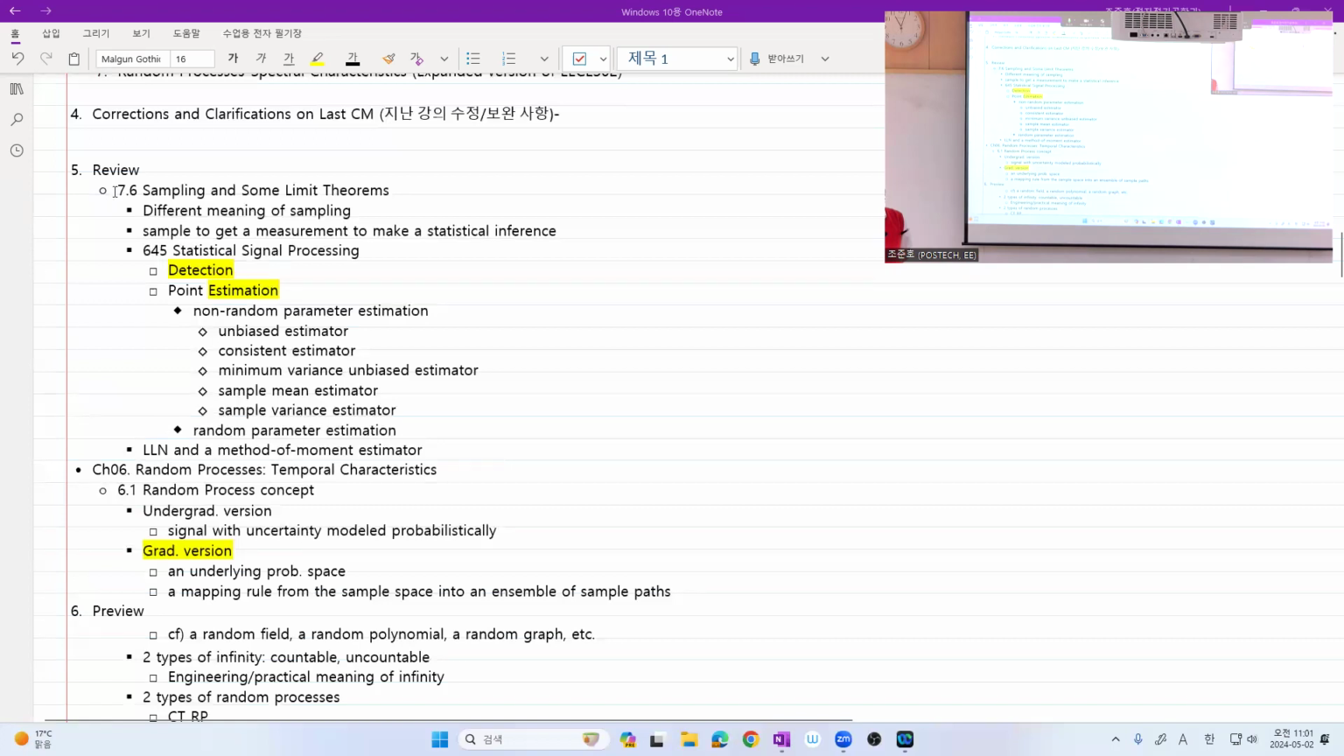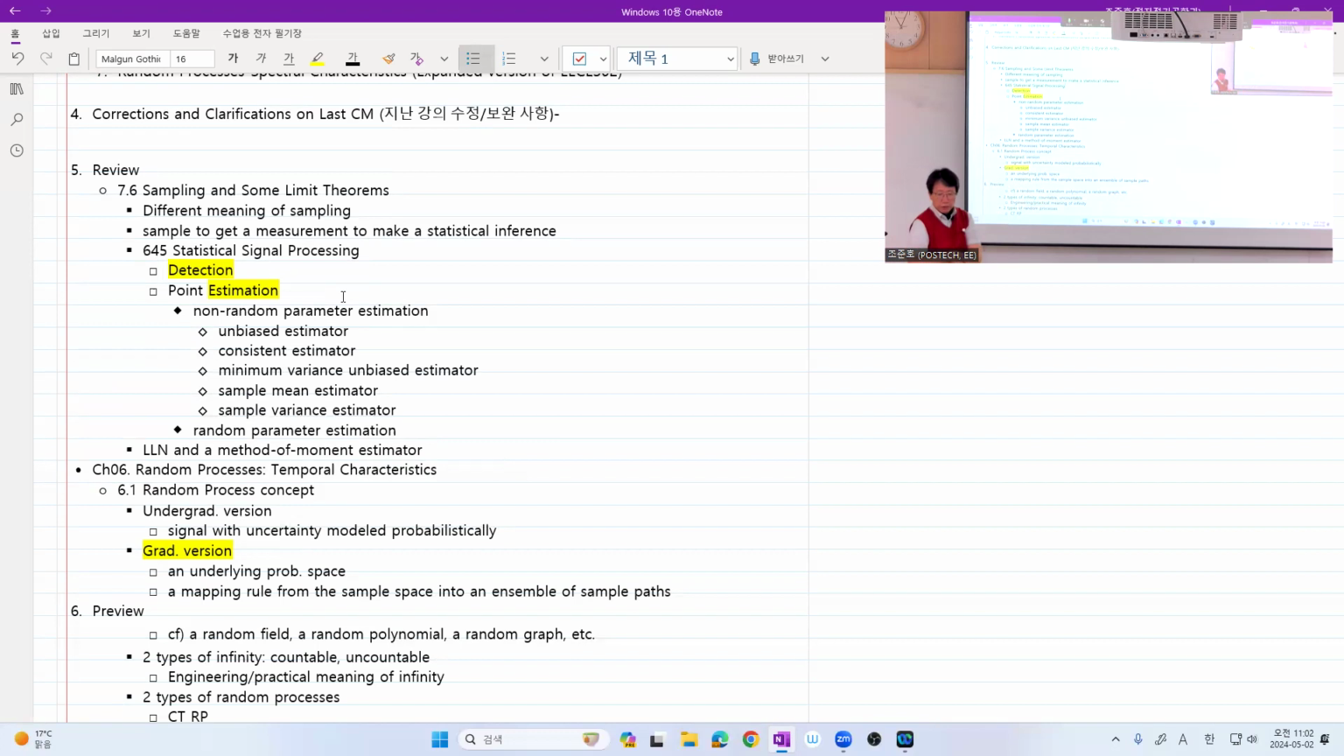In that section on sampling and the sum limit theorems, the sampling was just to take the measurement. So it is similar to the statistician's definition of sampling. And given the observation, what you want to do is statistical inference. There are two types of statistical inference. One is detection and the other is estimation. Of course, for estimation, you can perform interval estimation, but our focus was only on point estimation. The entire theory of detection and estimation is usually covered in our graduate level course EC645, the statistical signal processing.